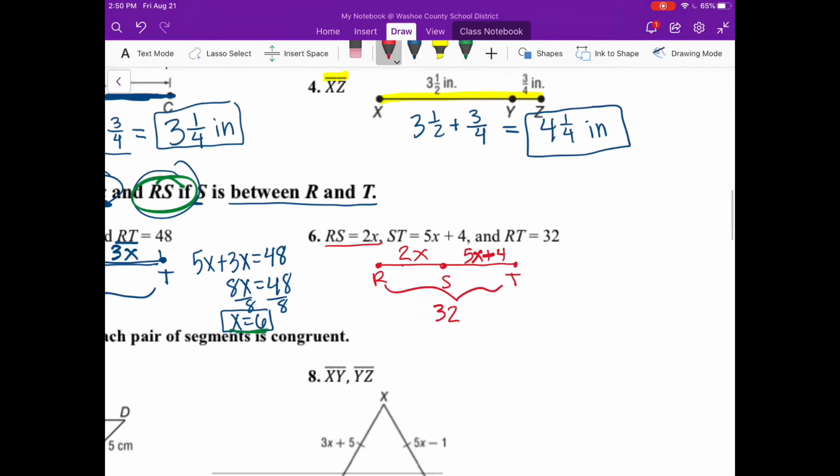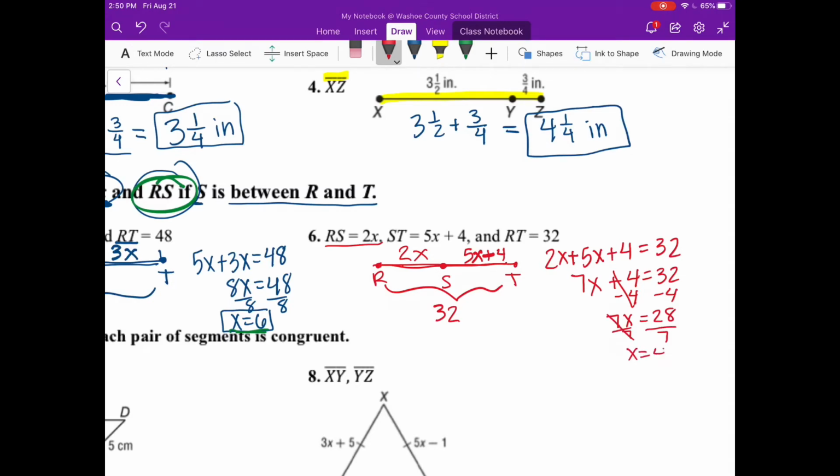So the equation you should have set up is 2x plus 5x plus 4 equals 32. So both of these segments together should equal the whole thing. I'm going to combine like terms. My x's give me 7x, and this is plus 4 equals 32. Going to subtract 4 from both sides. That gives me 7x equals 28. And lastly, I'm going to divide by 7, giving me x equals 4.